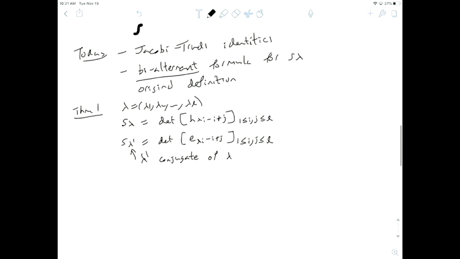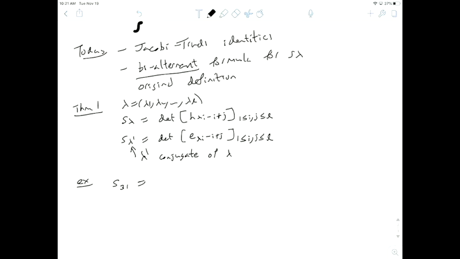So let's look at, and these are really amazing formulas. Let's look at an example and some corollaries before we go into the proof. Okay, so let's make some tableau. What could be an interesting Schur function? Let's try 3-1. Okay. So what's the expansion in terms of monomials of this?